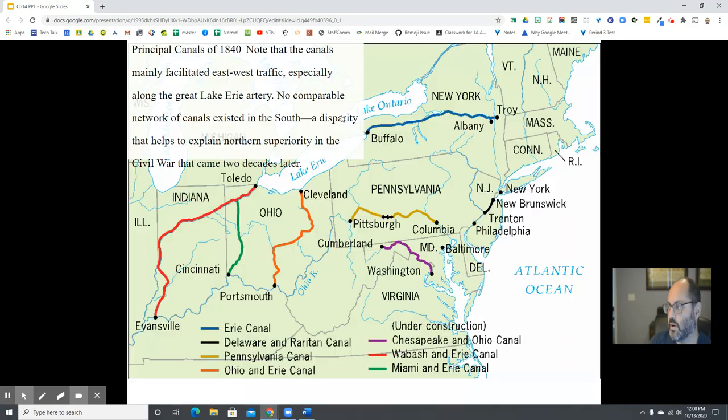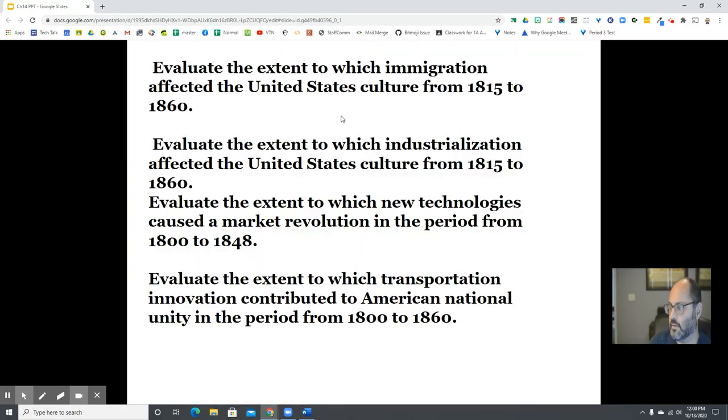All right, so overall trends we're looking at, right? All the way from the beginning. Think about immigration. How does immigration affect the United States? What effect does industrialization have? What effect do the new technologies have? And to what extent did transportation innovation lead to national unity in the period? I want you to think about those questions.